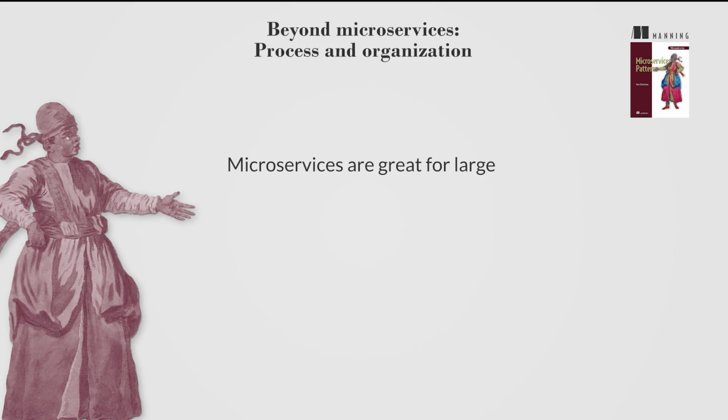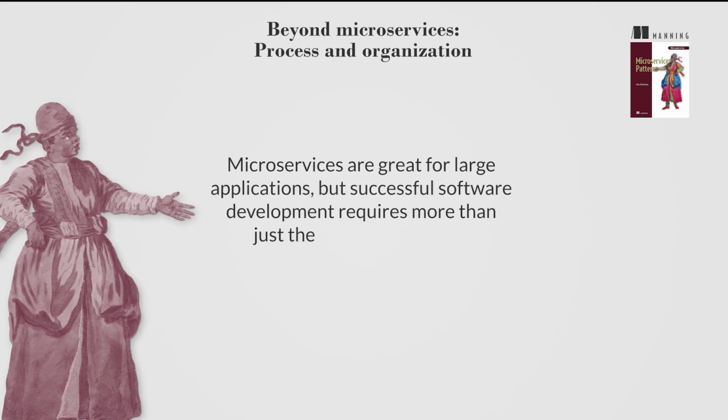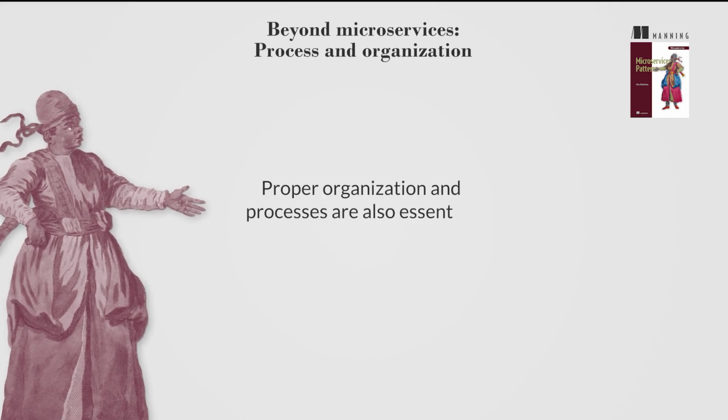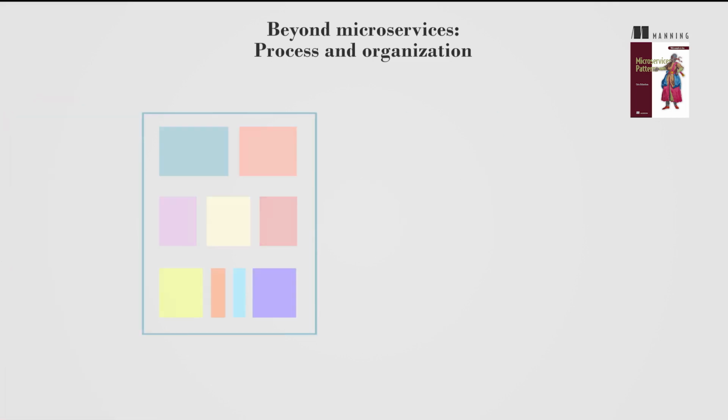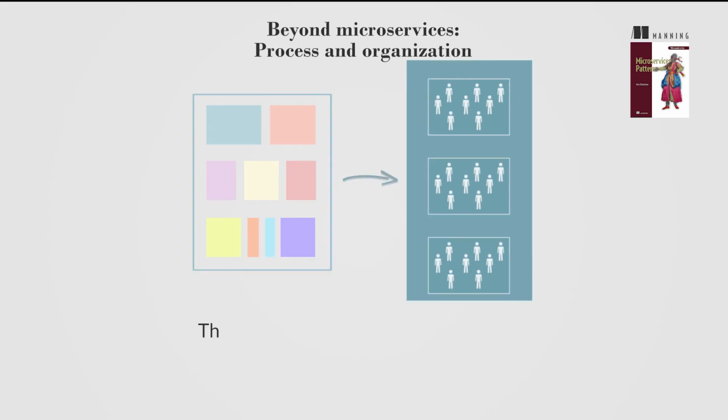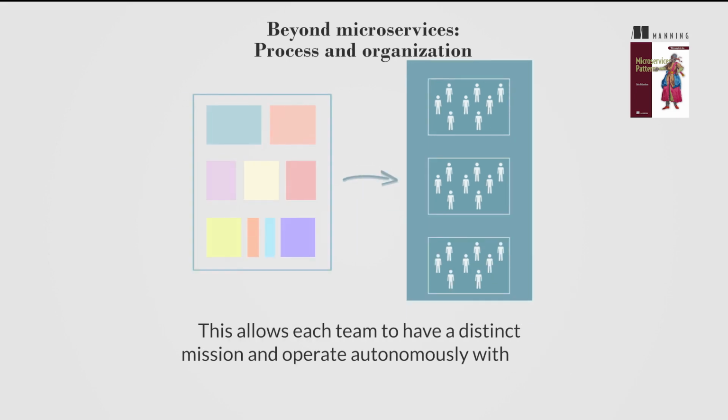Microservices are great for large applications, but successful software development requires more than just the right architecture. Proper organization and processes are also essential. To avoid communication issues, divide a large engineering team into smaller groups of 8 to 12 members. This allows each team to have a distinct mission and operate autonomously without coordinating with other teams.